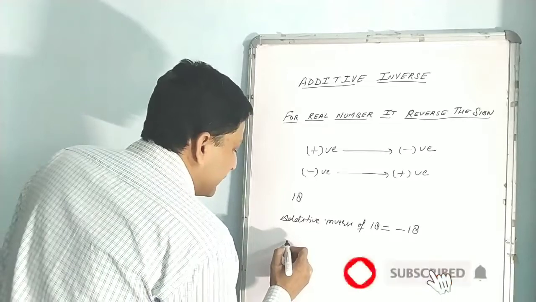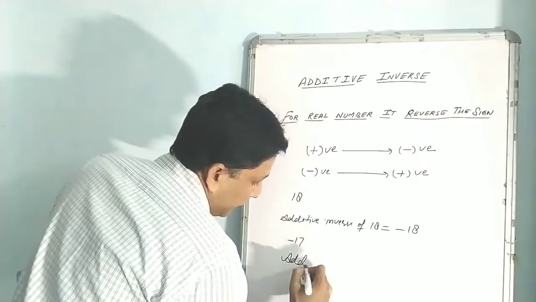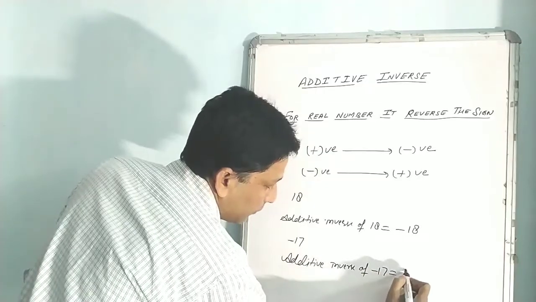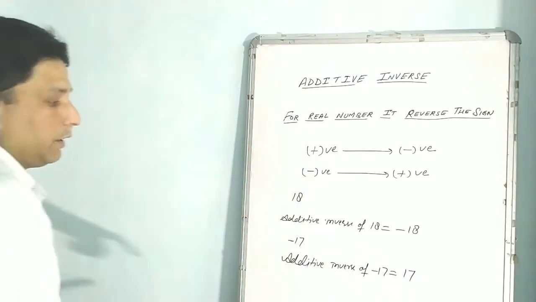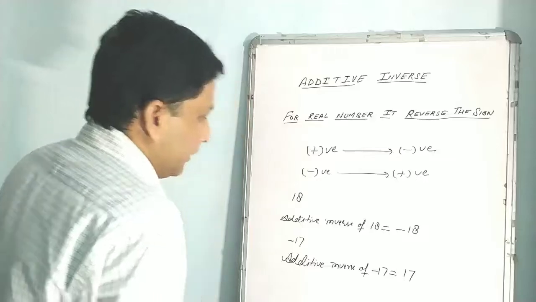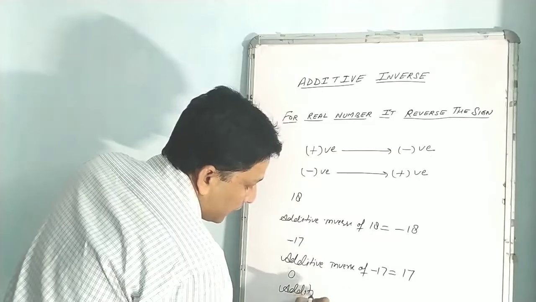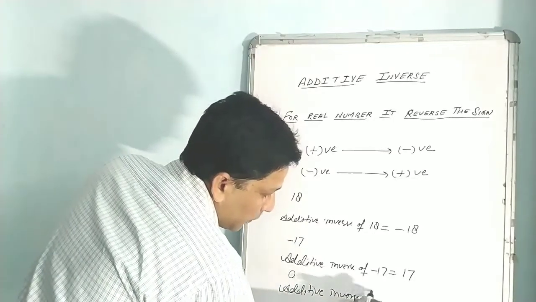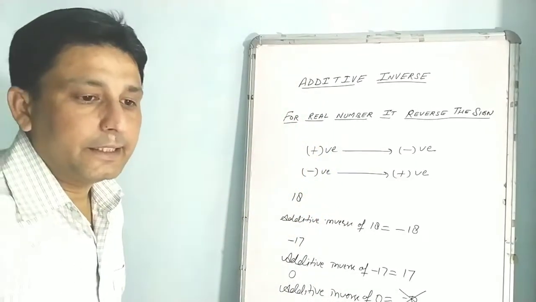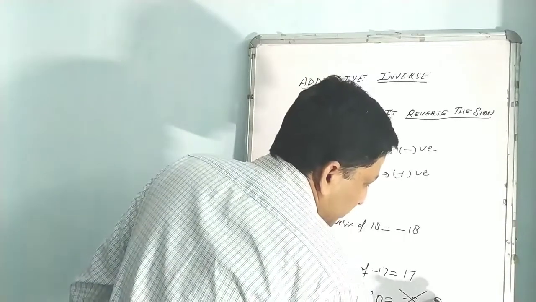Let's take another example, that is minus 17. Now the solution is that the additive inverse of minus 17 is equal to 17, because here 17 is in the negative form and after additive inverse it will convert into the positive form. Now let's take another example. If I write 0, what will be the additive inverse of 0? Can you tell me? What will be the additive inverse of 0? Minus 0? No, because you know very well that 0 is neither positive nor negative, so here the answer is only 0. That is the correct answer.